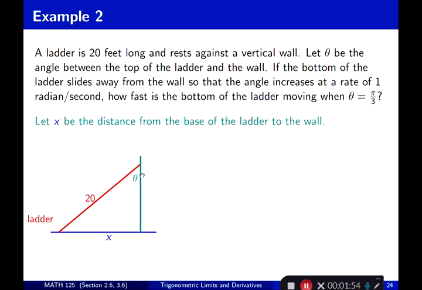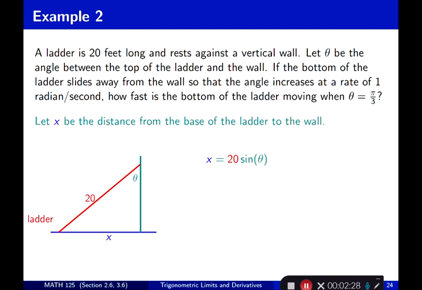Now, this is the right triangle. What we're trying to connect is this x, 20, and theta. The trig function that connects them is sine of theta equal to x divided by 20. So I can write x is equal to 20 sine theta.